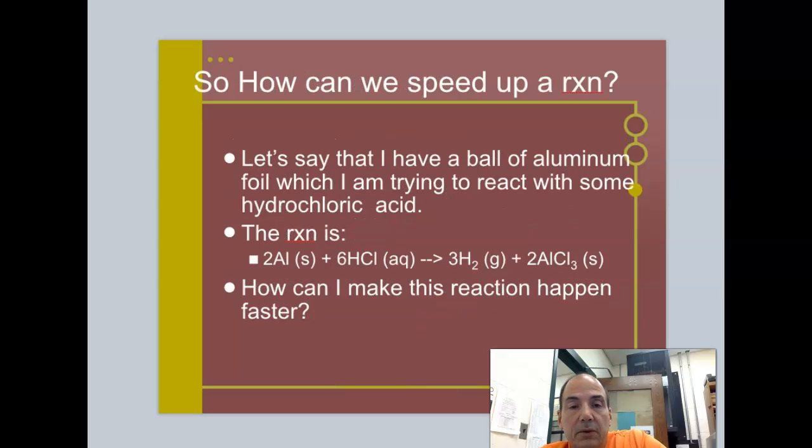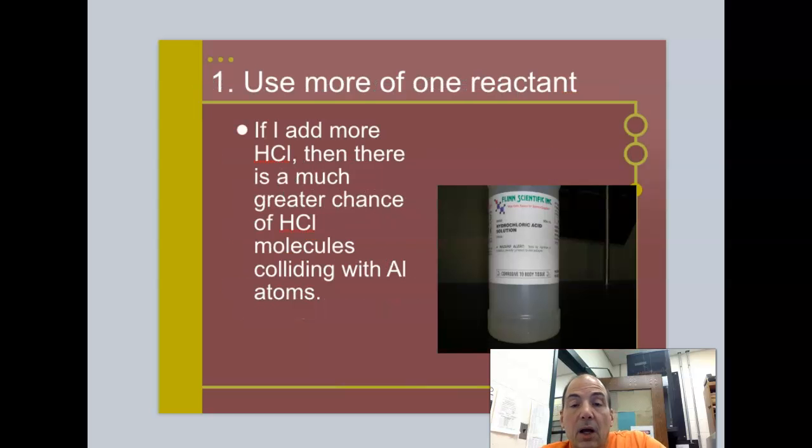Okay, so now the question is, let's say we've identified a step and we want to now talk about how to speed it up. Well, there are 5 ways of speeding up a reaction. I'm going to talk about it from this example here of taking some aluminum foil and throwing it in some hydrochloric acid. So what are some ways we can speed this up? I can use more of a reactant.